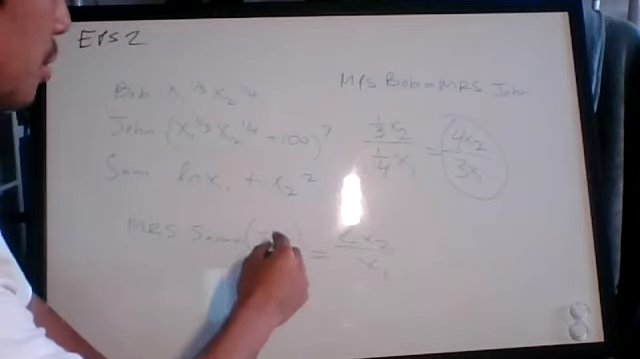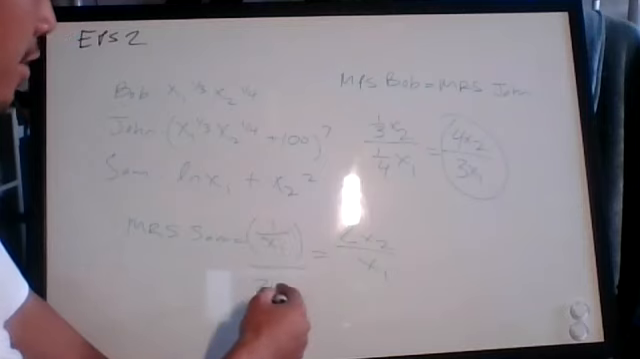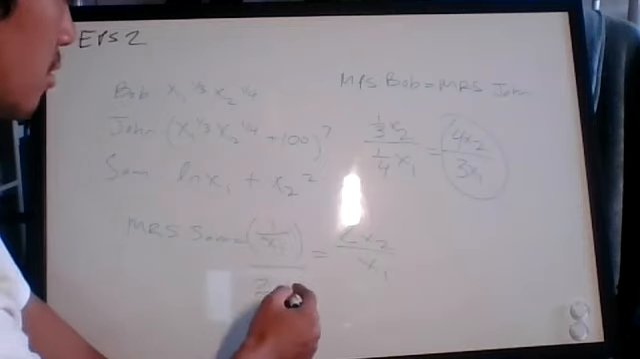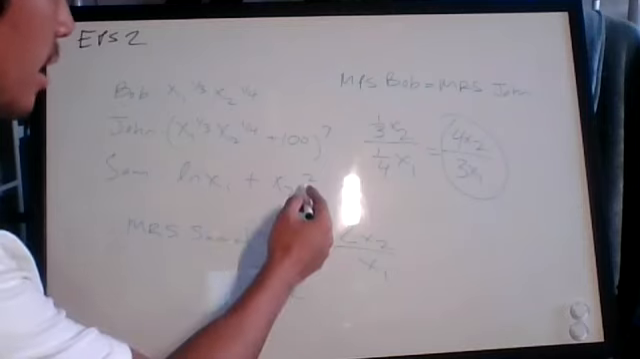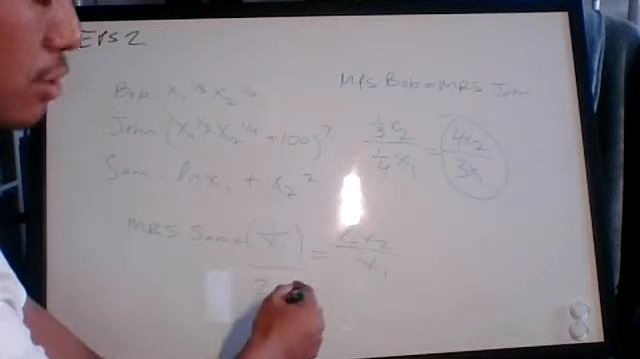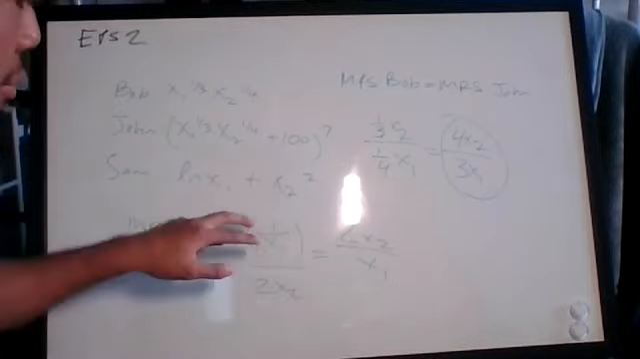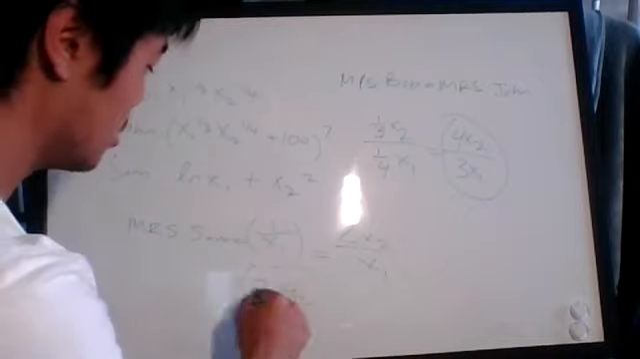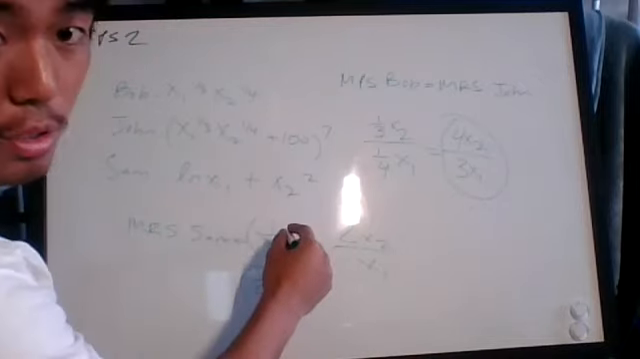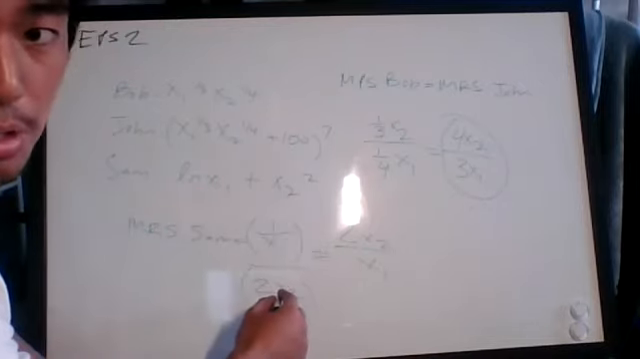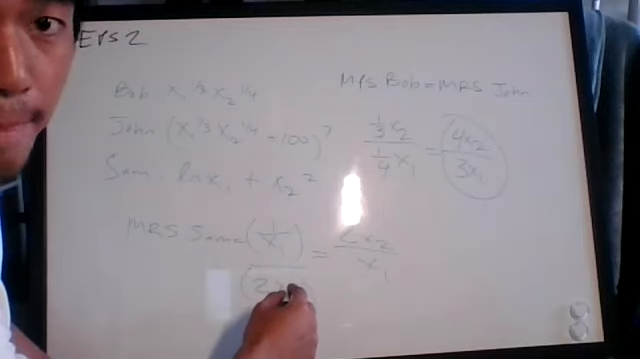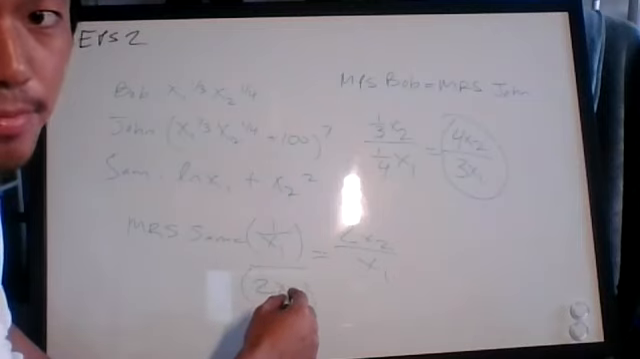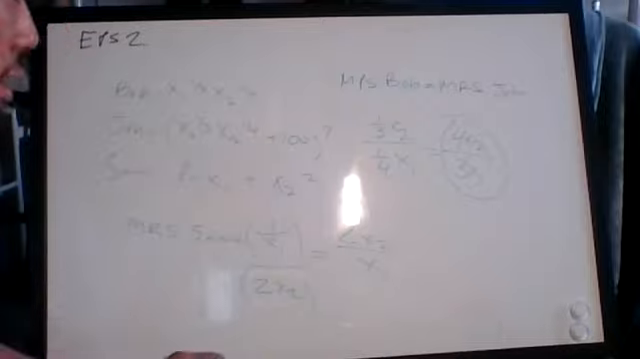This is the marginal utility of good 1 right here. And we want to find the marginal utility of good 2. So we eliminate this, and then this just becomes 2x2. Is everybody good with this so far? So this is the marginal utility of good 1. This is the marginal utility of good 2. Everybody feel good about that?